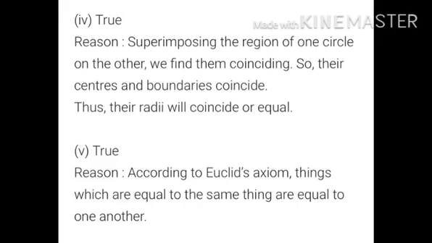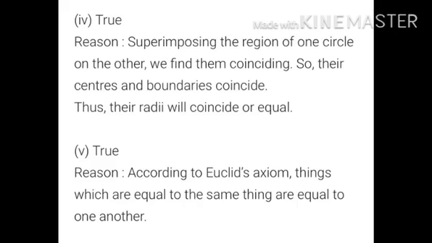Reason: by superimposing the region of one circle on the other, we find them coinciding. So their centers and boundaries coincide. Thus the radii will be considered equal. It means if the radii of two circles are the same, the circles are congruent, meaning one circle is overlapping the second circle. It means if the two circles coincide with each other, they are congruent.